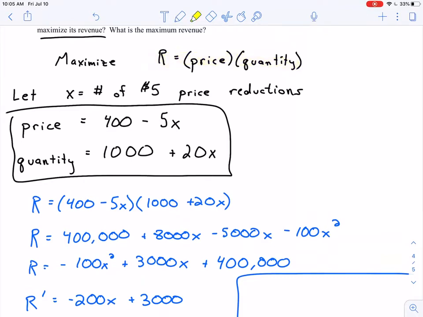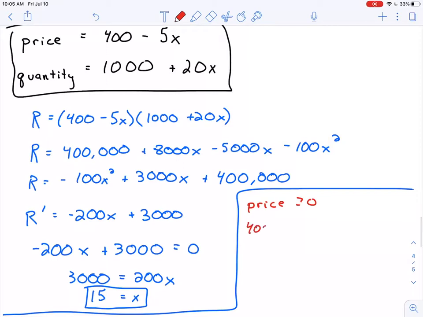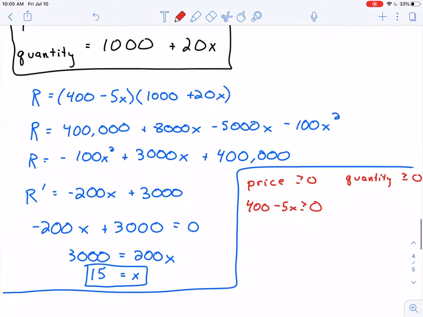and I'm going to fall back on the same two things that I thought about in the last section. We said, hey, it probably doesn't make sense if your price is negative. It doesn't make sense if the amount that you sell is negative. So I'm going to say two things. My price should be greater than or equal to 0. So that is a way of saying 400 minus 5x should be greater than or equal to 0. And my quantity, the number of tickets that I sell, should be greater than or equal to 0. So 1,000 plus 20x should be greater than or equal to 0.